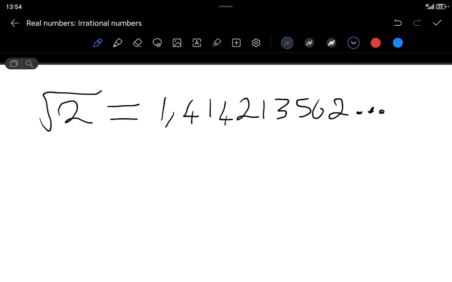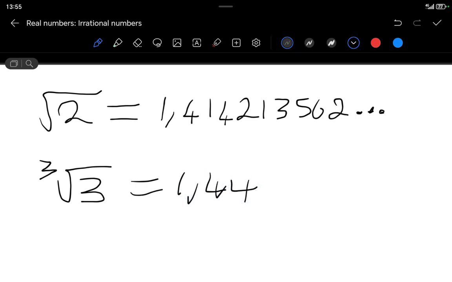The same can be said for cube roots of numbers that are not perfect cubes. Example, the cube root of 3. It will be 1.44224 and so on. You get the gist. It continues. It's just that the calculator won't show all the numbers.